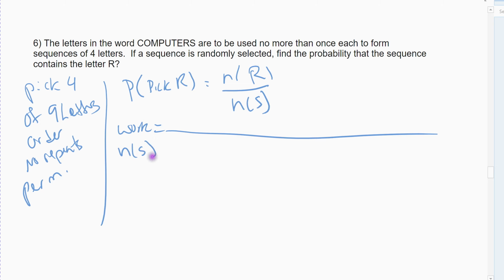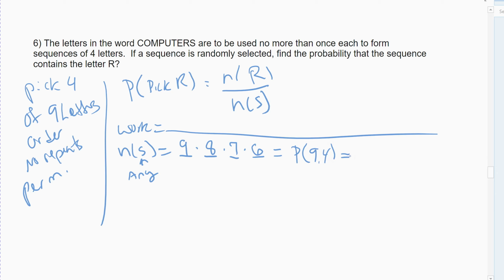Alright, so number of ways to get my universal set. Remember, my universal set means I can pick any letter. Pick any 4 of my 9 letters. I have got 4 spots I'm selecting. My first choice had 9, my second choice had 8, my third had 7 and 6. You could use the permutations formula: permutation 9, choose 4. And it would give you the same number either way.